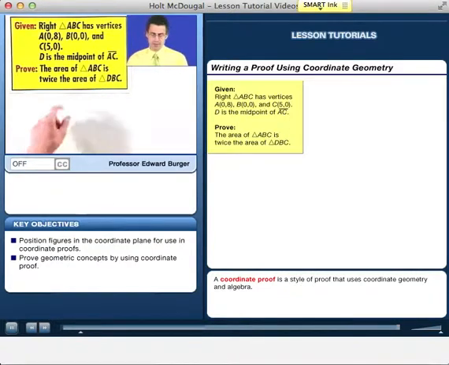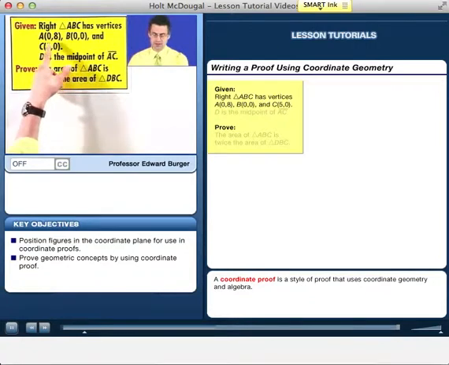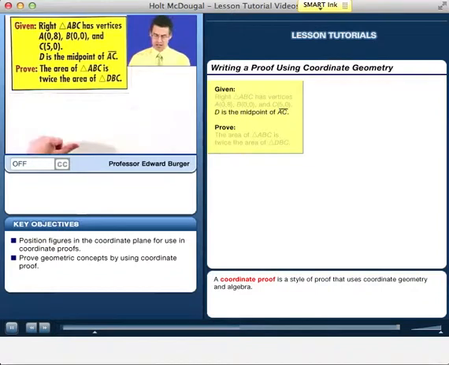The right triangle ABC has vertices located at (0, 8), (0, 0), and (5, 0). We're told that D is the midpoint of the line segment AC, and our mission is to prove that the area of triangle ABC is twice the area of triangle DBC. Now, all that alone doesn't make a lot of sense to me until I produce a picture.